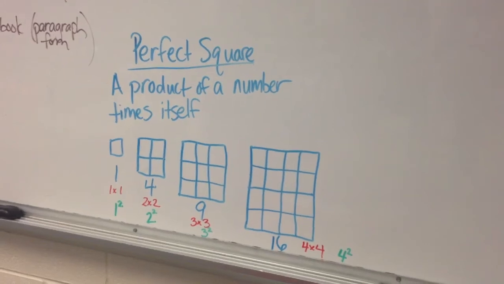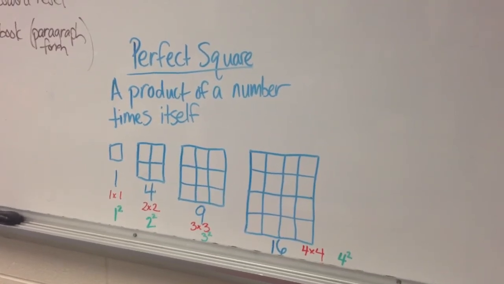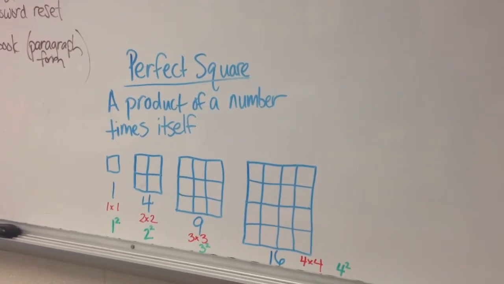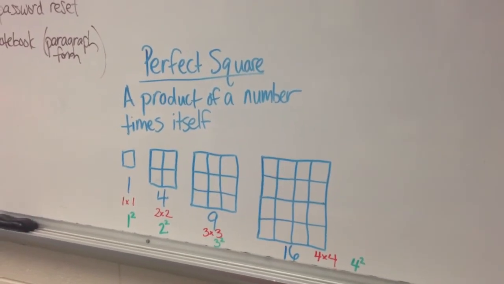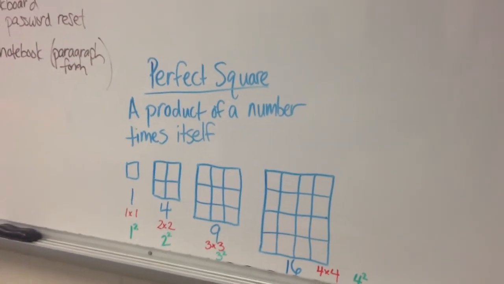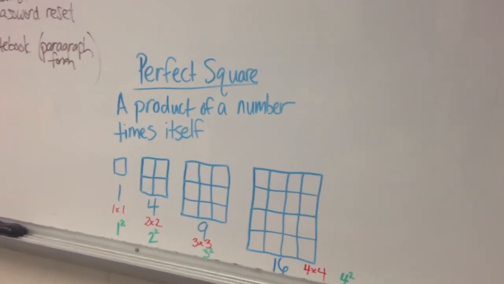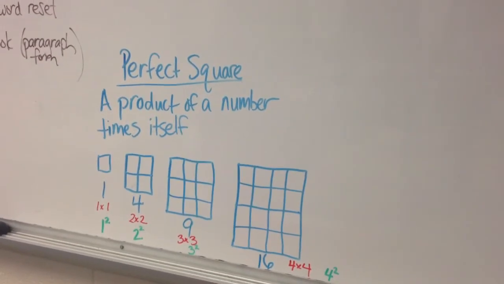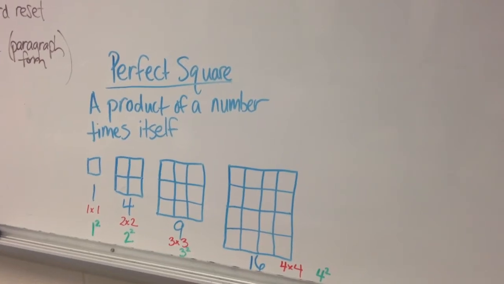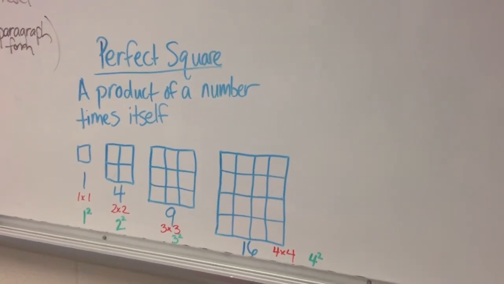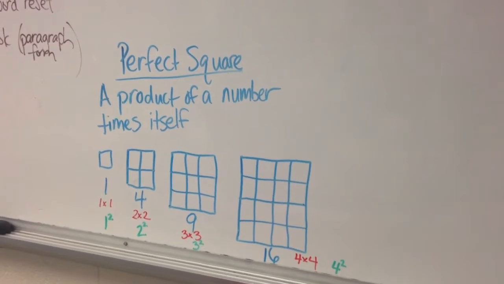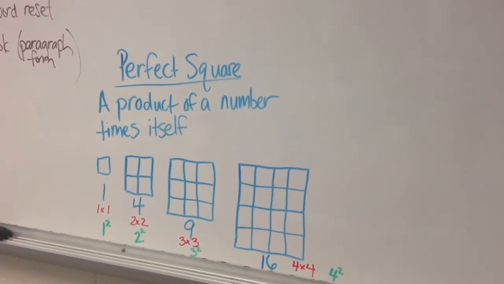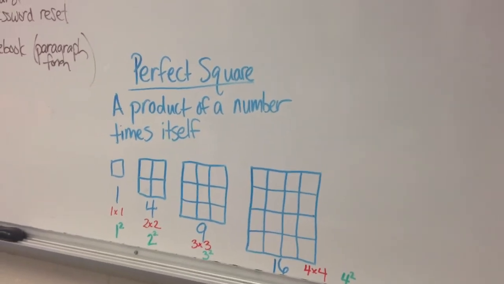Of course, we could go on. 5 squared would be 25, 6 squared would be 36, 7 squared would be 49, and so on. And those answers, those products, are perfect squares. And we know they're perfect squares because we can arrange items into a square by having sides that are equal. So if you look at my drawing of 9, we have 3 squares by 3 squares. It takes 9 squares to make one large square with an area of 9.